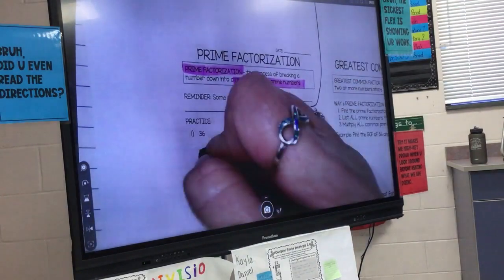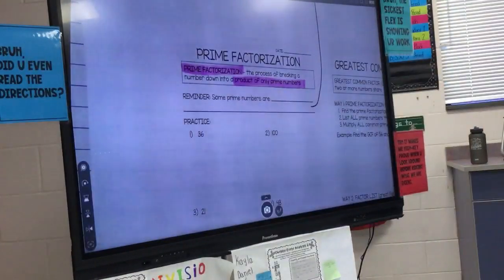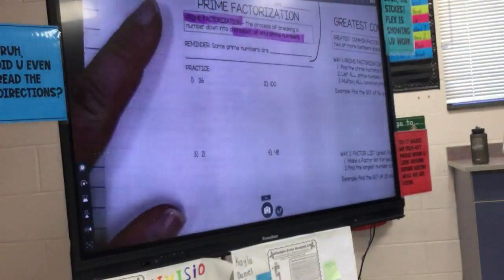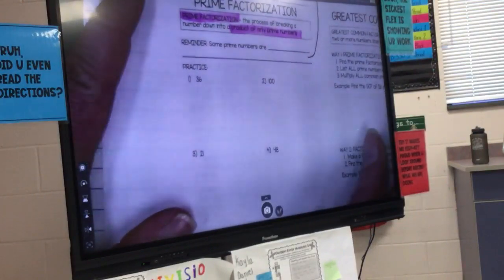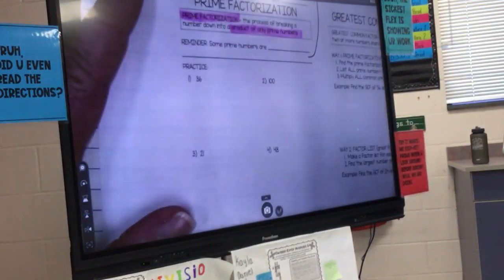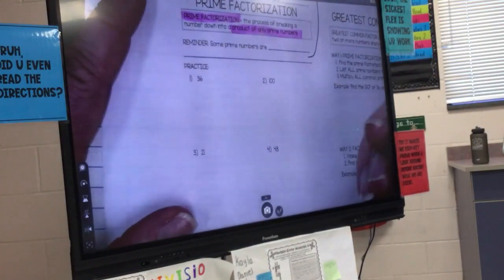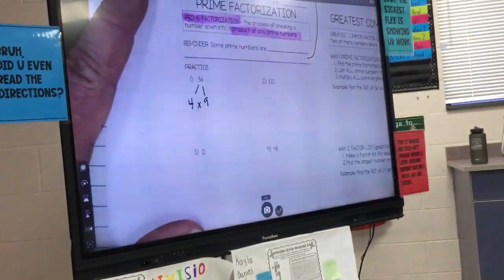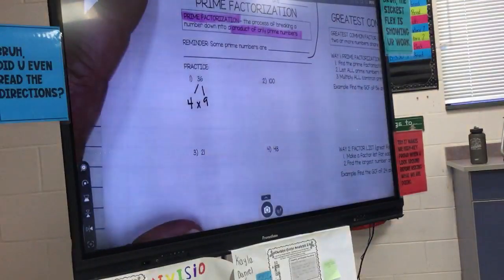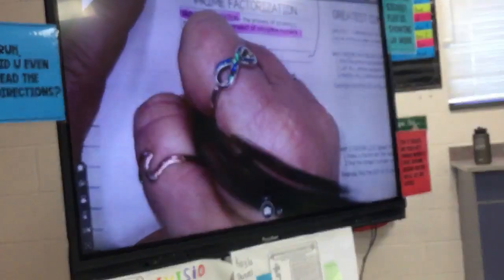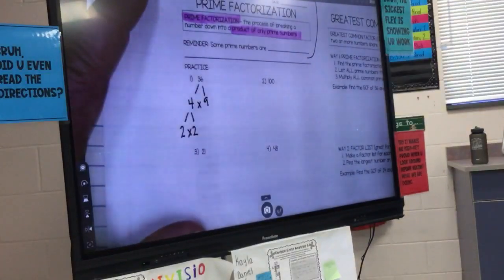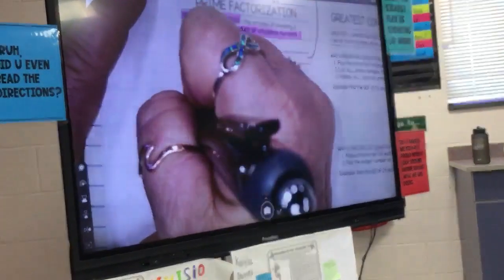So 36 is not a prime number. It is a what? It's a composite number. All right, so someone raise your hand and tell me 2 numbers that I can multiply together to get 36. Emma? Okay. So you're going to do 4 times 9. Are either one of those prime numbers? No, so we can keep going. All right, so for 4, we're going to do 2 times 2. What do we know about 2? It's a prime number. So we're going to circle both of those.